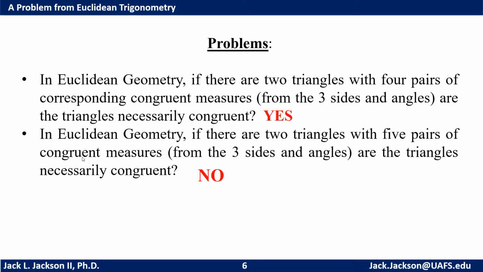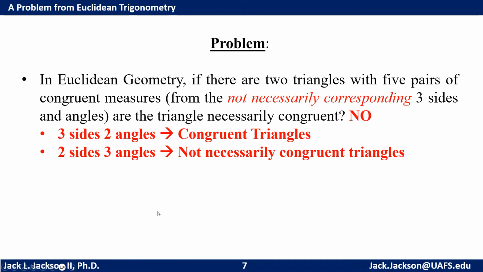Well, if you look carefully at this second question and the first question, there's a word I left out in the second question that was in the first one, and it's this word corresponding. That corresponding turns out to make a big difference. Okay, so this is how it turns out. If you get three sides and two angles that are congruent, that's going to force the other angle to be congruent, and it is going to force the triangles to be congruent. And the only way that can happen is if they actually turn out to be corresponding, right?